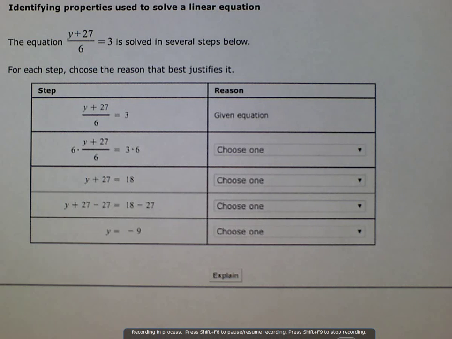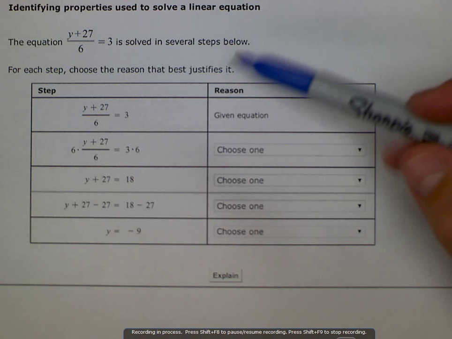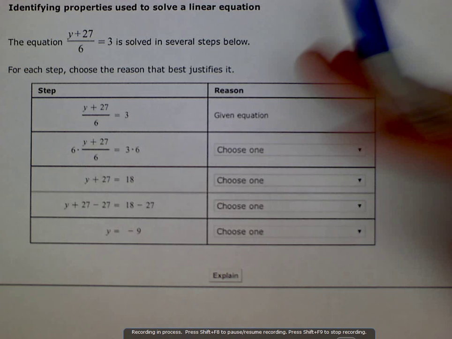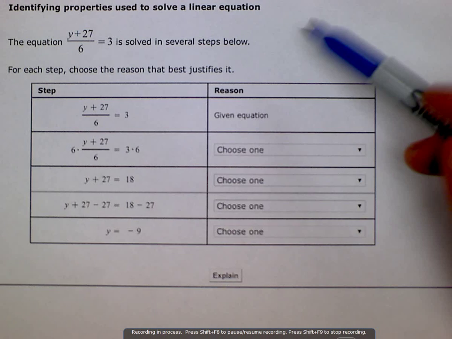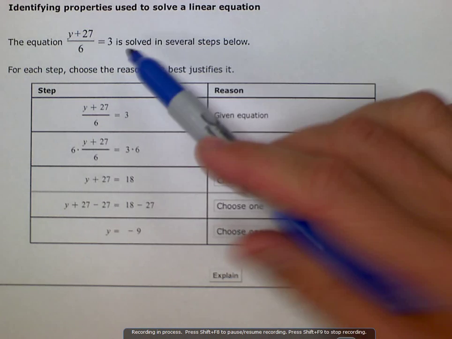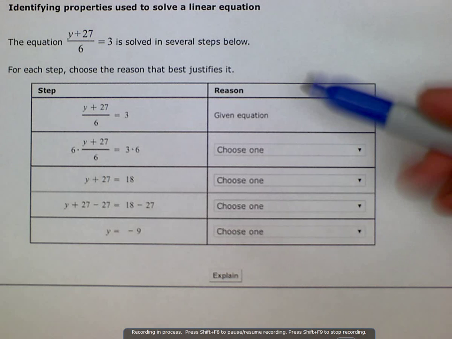Here we're being asked to identify properties used in solving the linear equation. So you see it's broken down into a few different steps here, and they give you the reason. And the first one is just a given problem. So they give you the equation up here, y plus 27 divided by 6 is equal to 3, and we want to try to solve for y.